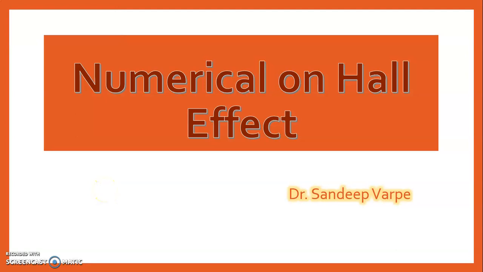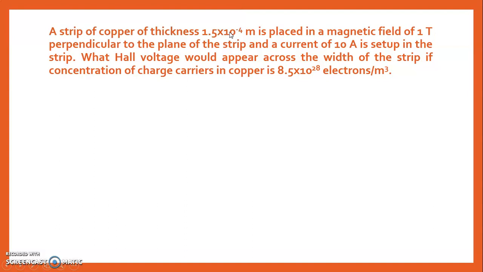Hi friends, now we'll see some numericals on Hall effect. That Hall effect theory we have already completed. So in this numerical we'll see some basic terms related to the Hall effect that we should know: the dimension along which the current is applied, along which the magnetic field is applied, and in which direction we are generating the electric field. It is an important thing.